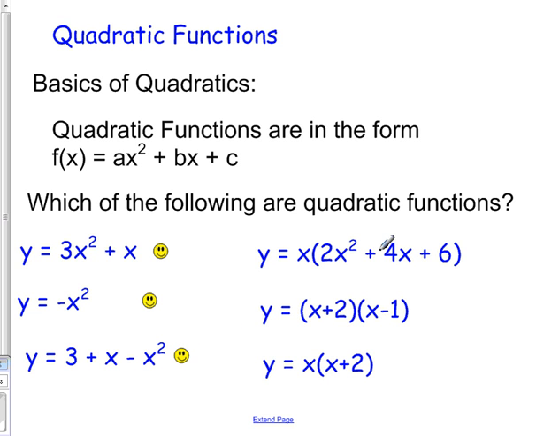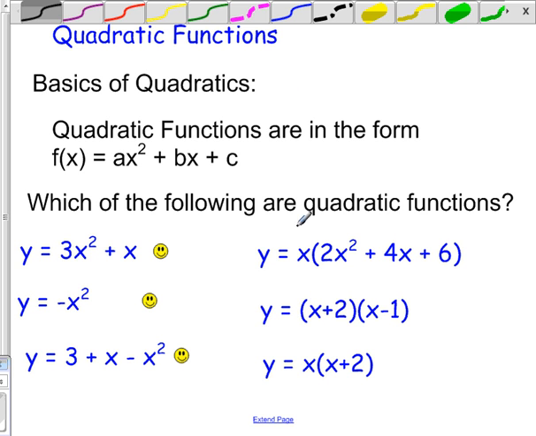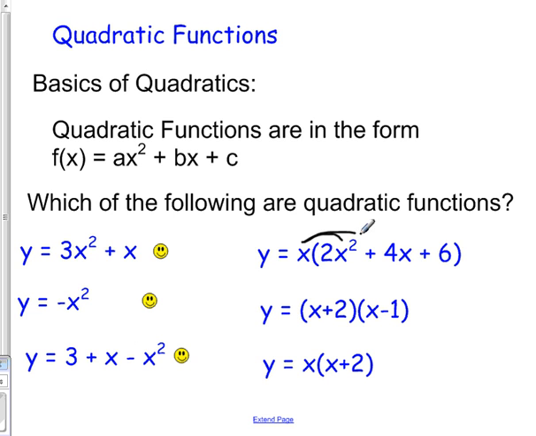So maybe they all are. This one looks like it is. It's an x squared, an x, and a 6, but there's an x out here. And if we distribute that, we end up with 2x to the third plus 4x squared plus 6x. And this is not a quadratic equation or function. This one is a cubic. It's x to the third.